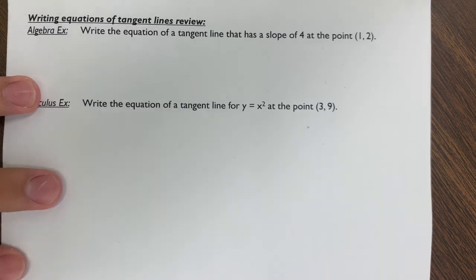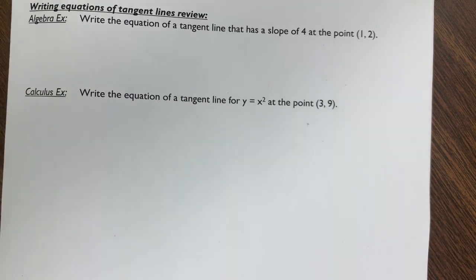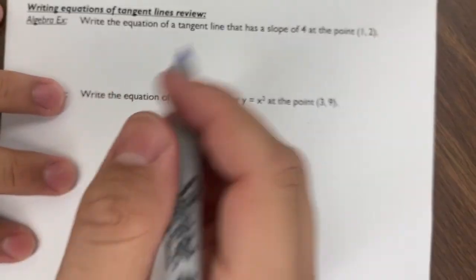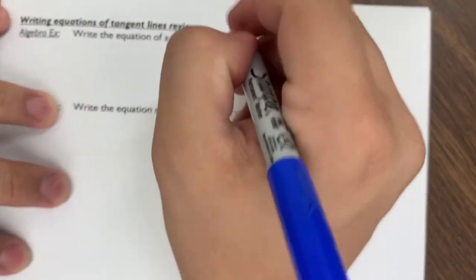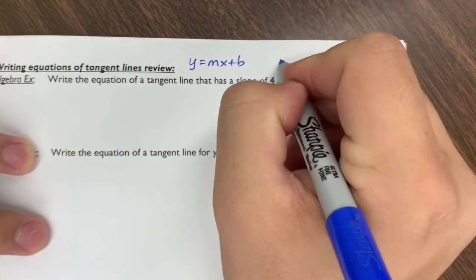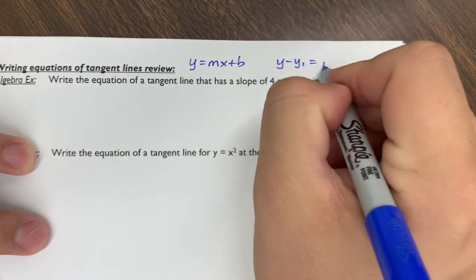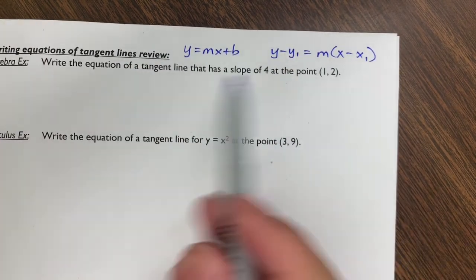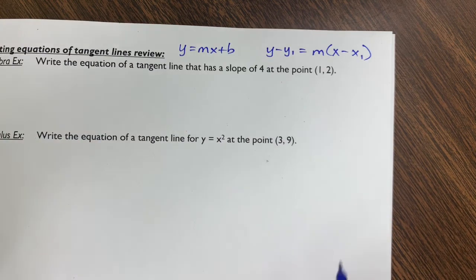So first we have to remind ourselves, how do you even find an equation of a line to begin with? There are two versions: the slope-intercept form and the point-slope form. Whichever one you feel comfortable with, just go with it. Both equations essentially help you find the same thing.